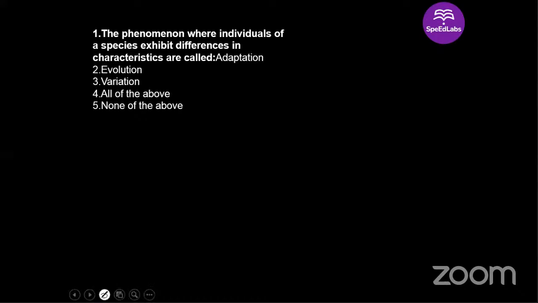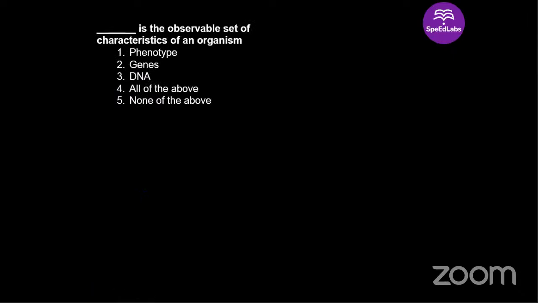Yes, guys, answer this question. The phenomena where individuals of species exhibit differences in the characteristics are called as adaptation, evolution, variation, all of the above or none of the above? Variation, right? Very good.